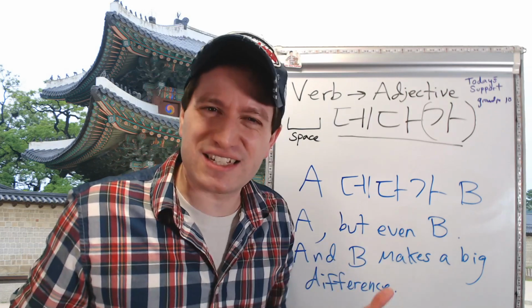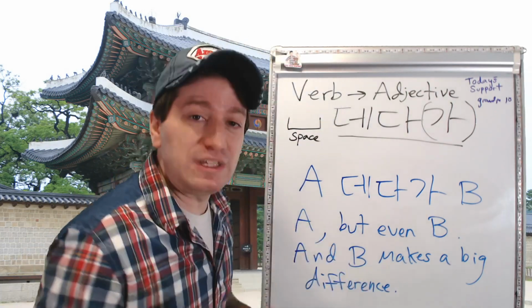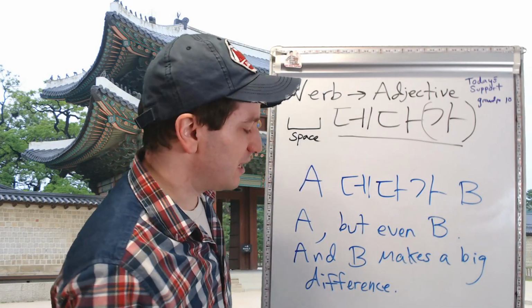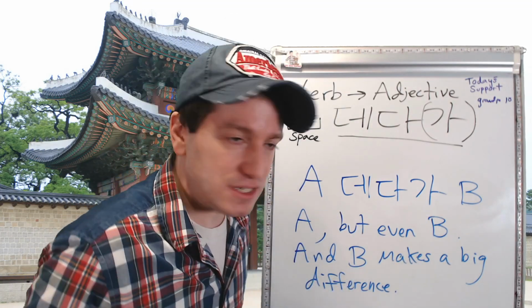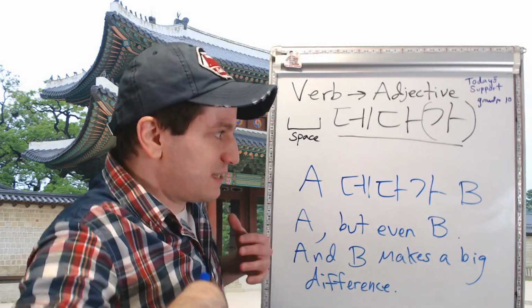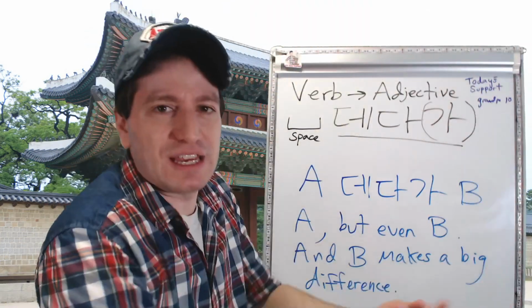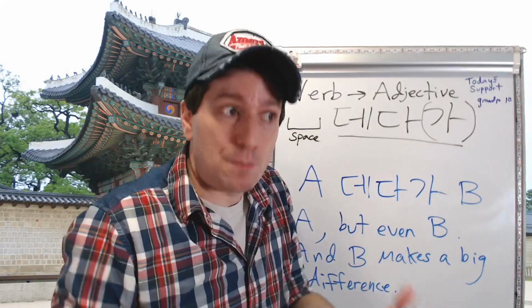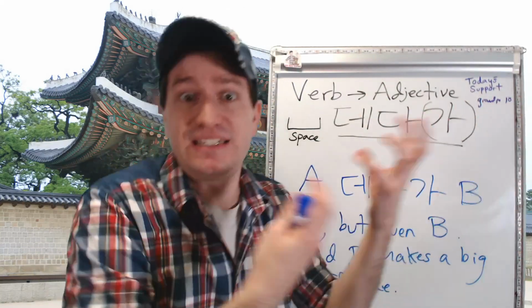It just sounds unnecessary. This is only used when you're trying to say some extra piece of information that actually makes a big difference. So yes, A, so doing something or is something, a descriptive verb, but also B, and in fact, B makes a big difference.